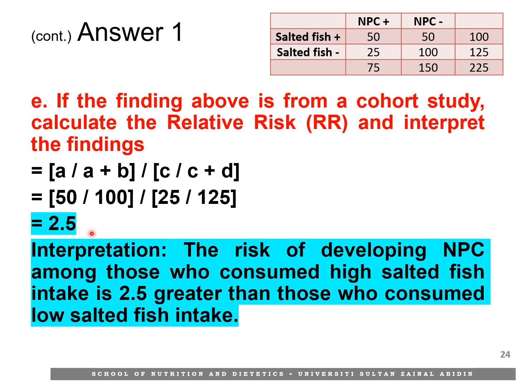When writing the interpretation, we can use this sentence. The risk of developing NPC among those who consumed high salted fish intake is 2.5 times greater than those who consumed low salted fish intake.